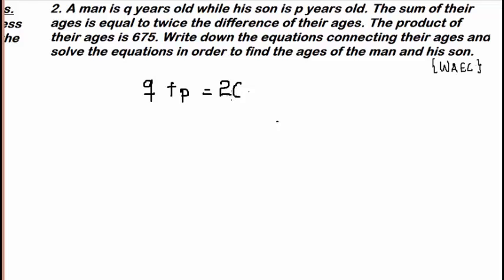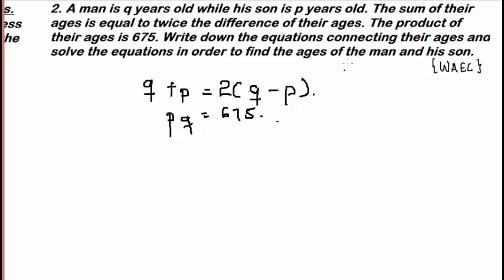When you see twice the difference of their ages, meaning subtraction, the man is obviously older than his son, which means this becomes Q minus P. Some people might not notice this and just put P minus Q, because people automatically believe P comes before Q. Now, the product of their ages is 675. That means PQ is equal to 675.